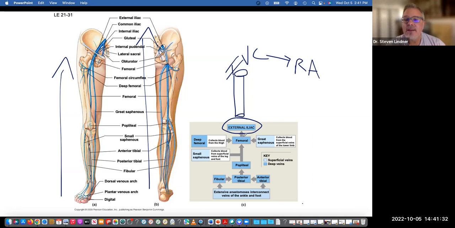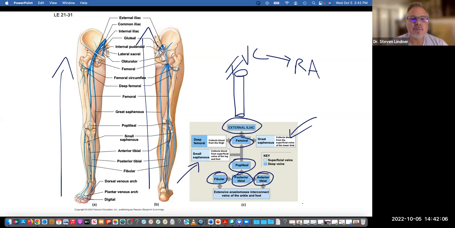Okay, so we're going to focus primarily on a similar pathway like we did on the arterial side. There was a femoral artery, there's a femoral vein, there's a popliteal artery, popliteal vein, there's a posterior tibial artery, there's a posterior tibial vein, there's an anterior tibial artery, there's an anterior tibial vein, there's a fibular artery, there's a fibular vein. So far, everything sounds the same. The only two unique ones are going to be the greater saphenous and the lesser saphenous, aka small saphenous.